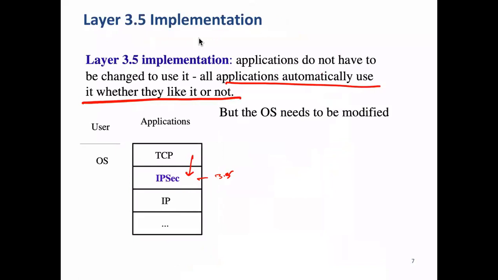So the application layer doesn't have to change anything, right? Whether IPsec is being used or not, they don't have to worry about it. Only at the OS level, some insertion of an extra field can happen.